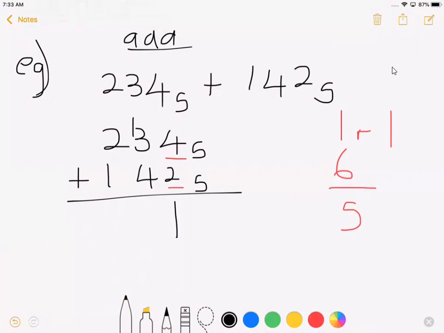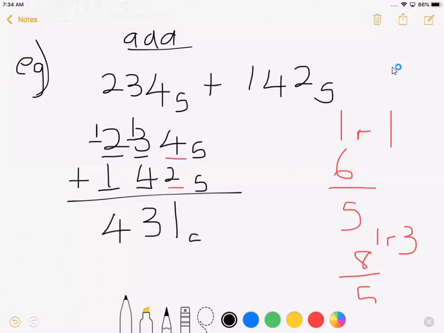Then I go on, which is 4 plus 3 plus 1. You get 8. The number is more than 5. So I go and say 8 divided by 5. 8 divided by 5 is 1, remainder 3. So I put 3 here, which is the remainder, and 1 will go there. Then I will say 1 plus 1 plus 2 plus 1. You get 5, but that number is less than 5. So I go and write it here.